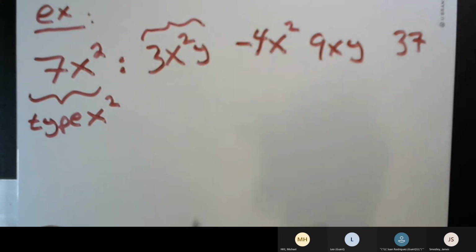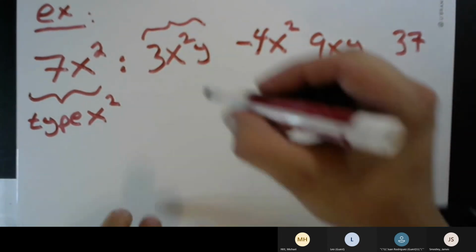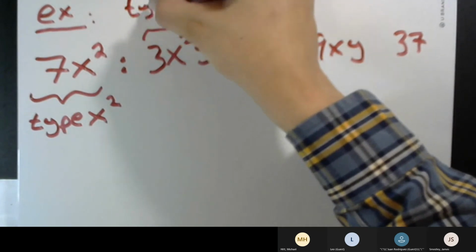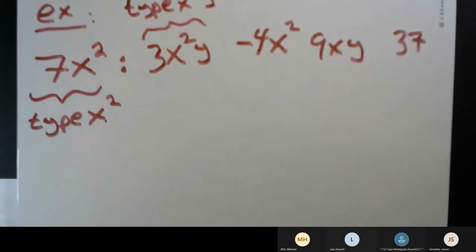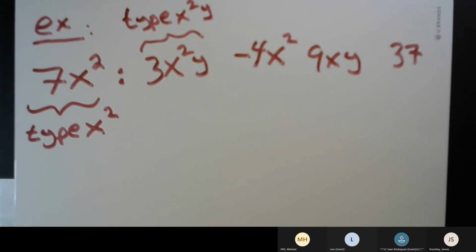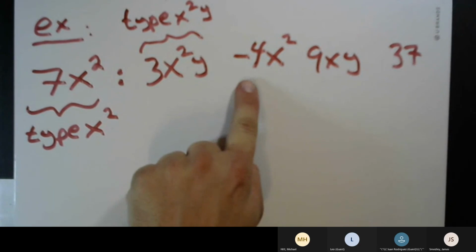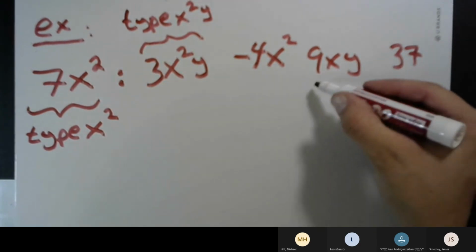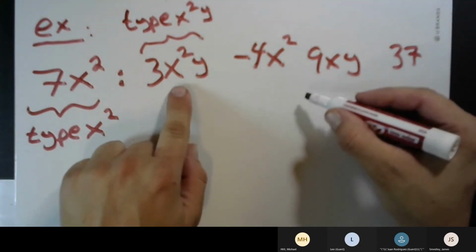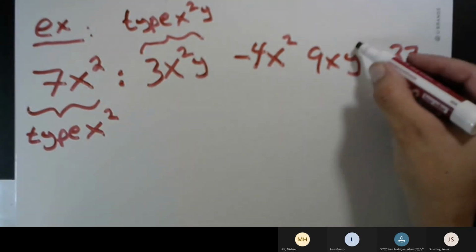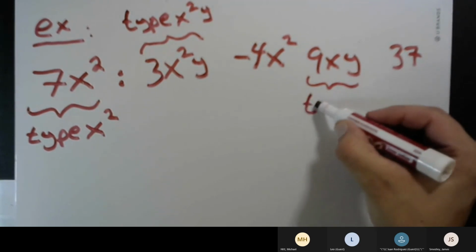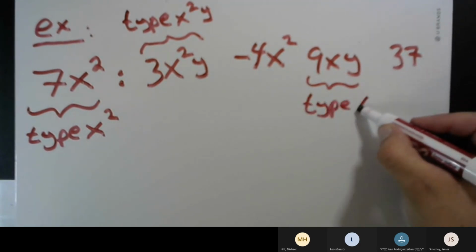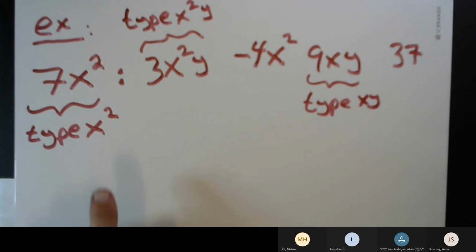Well, this one here, the variable's an x squared and a y. So this is a type x squared y. So it's not the same type. And again, we can ignore the number in the front. I mean, it's close. There's an x squared, but that extra y changes things. Now this one is a type xy and not a type x squared. No luck with that.